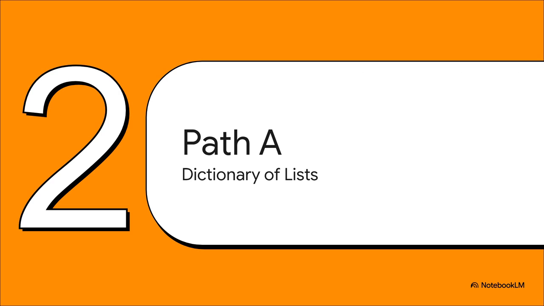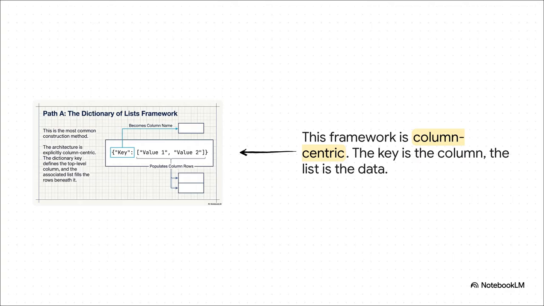Okay, first up, let's talk about Path A, building from a dictionary of lists. This is probably the most common way you'll see it done, and its whole logic is built around columns. The logic here is really intuitive. It's totally column-centric. You start with a regular Python dictionary, the dictionary's key automatically becomes your column's name, and the list of values that goes with that key just fills in all the rows right underneath it. It's a very direct, very clean translation.